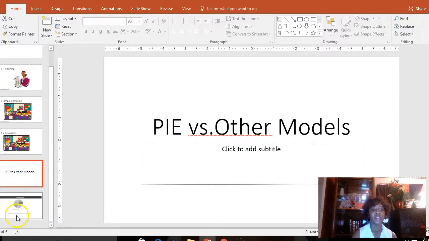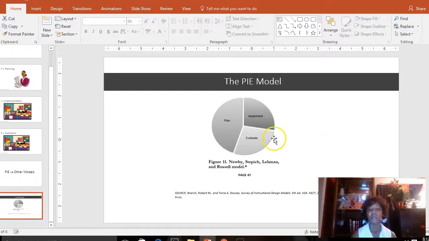Well, first of all, let's look at this again. I want to show something real quick. When you think of the PI model, you'll just visualize a pie divided into 3 different pieces. And that first piece is planning. And then the second piece, of course, is going to be implementation. And then your third piece is going to be evaluating. Thank you very much, and I really appreciate you listening. Have a great day.